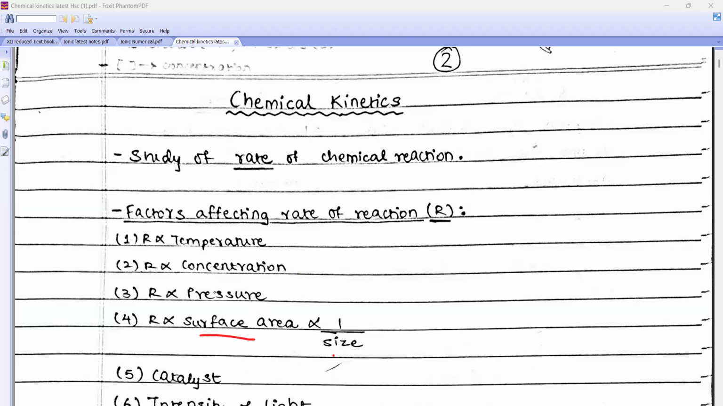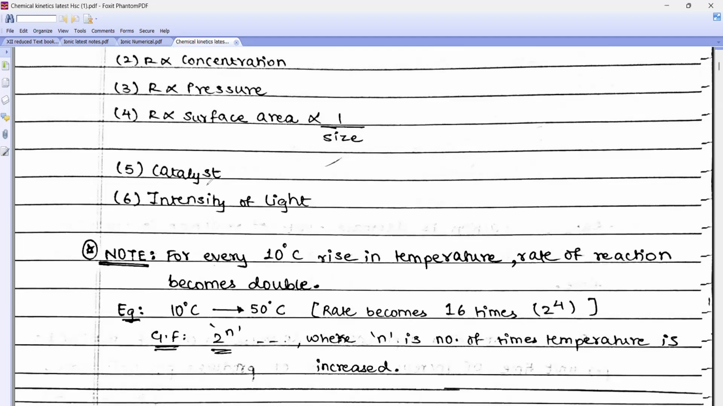Then sometimes in a reaction, what does a catalyst do? It either increases the rate of reaction or decreases it. If it increases, we call it a positive catalyst. If it decreases, we call it a negative catalyst. Then we have intensity of light. Which reaction is that? Photochemical reaction. In a photochemical reaction, the reaction takes place in the presence of light, so if I increase the intensity, the reaction will be faster.